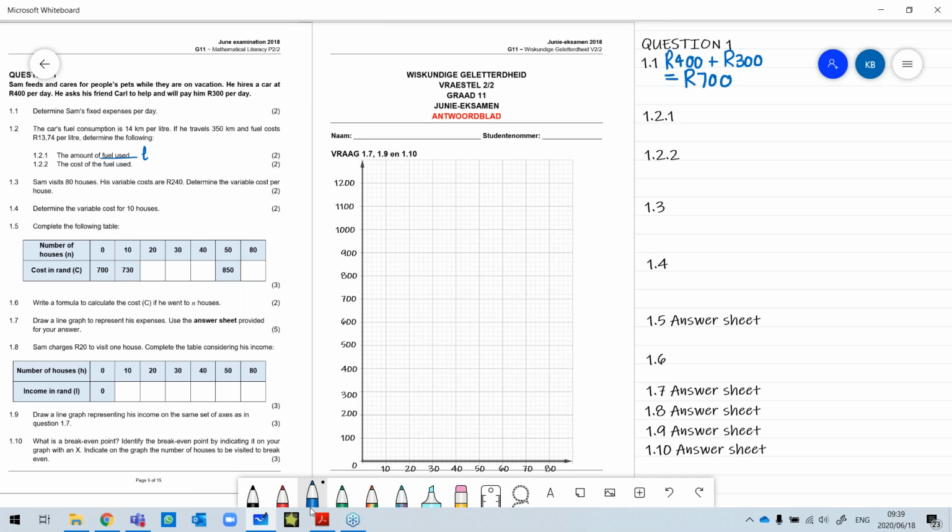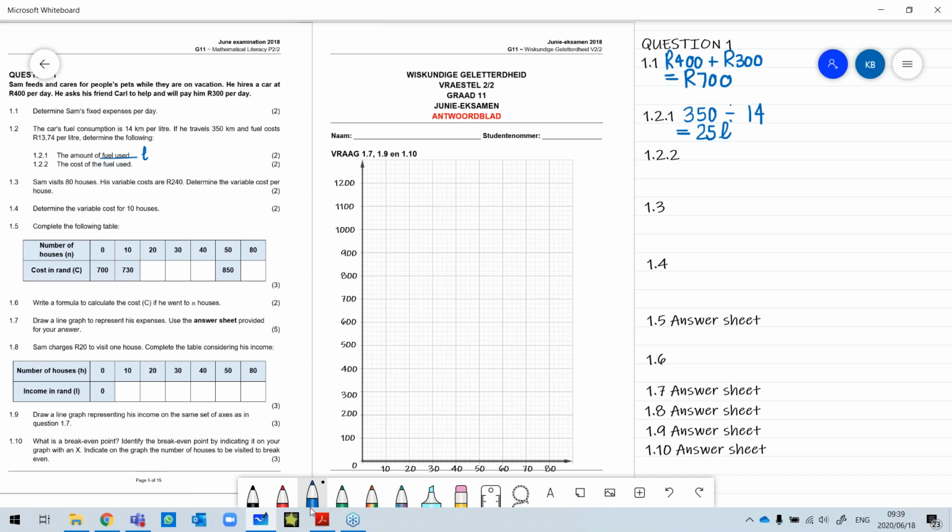Therefore, we are going to solve this problem by saying the distance traveled divided by the kilometers per liter. If we calculate that, it gives us an answer of 25. But as I have said, this is the amount of fuel, which is calculated in liters. It's extremely important to not forget about the unit.